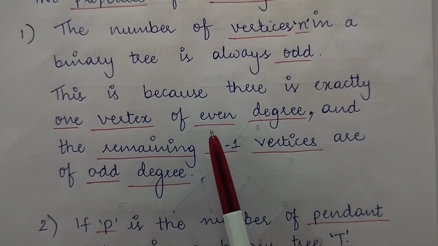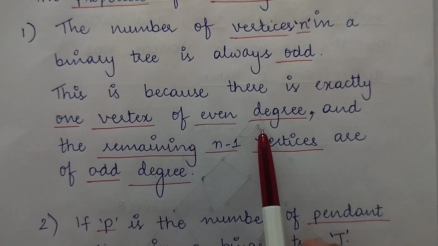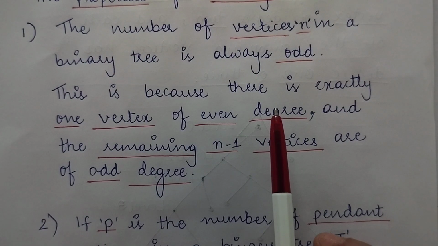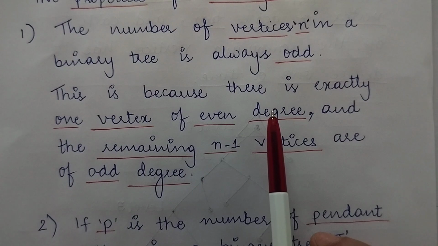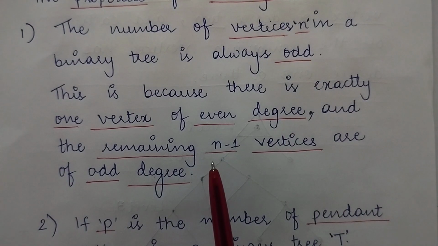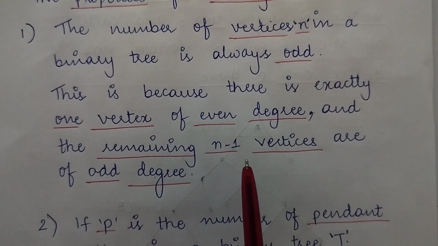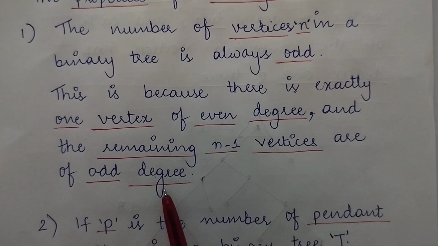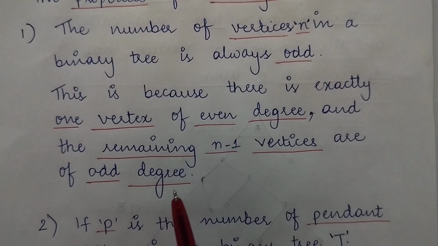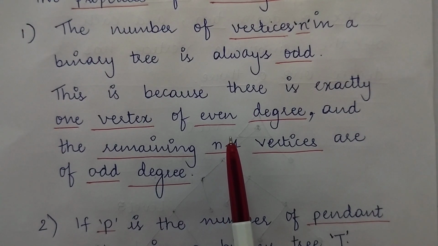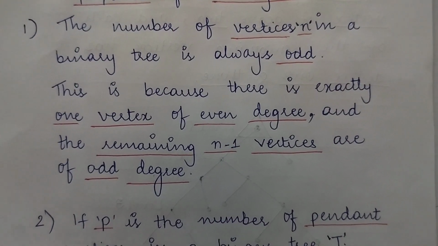Why is that? This is because there is exactly one vertex of even degree. As I said, there is only one vertex in the binary tree which is of degree 2. Rest all other vertices are either of degree 1 or degree 3. So that means there is exactly one vertex, the root, of even degree. Out of those n vertices, only the root has even degree, and the remaining n minus 1 vertices are of odd degree. That means either they have degree 1 or degree 3. That is the very reason why the number of vertices of a binary tree is always odd.